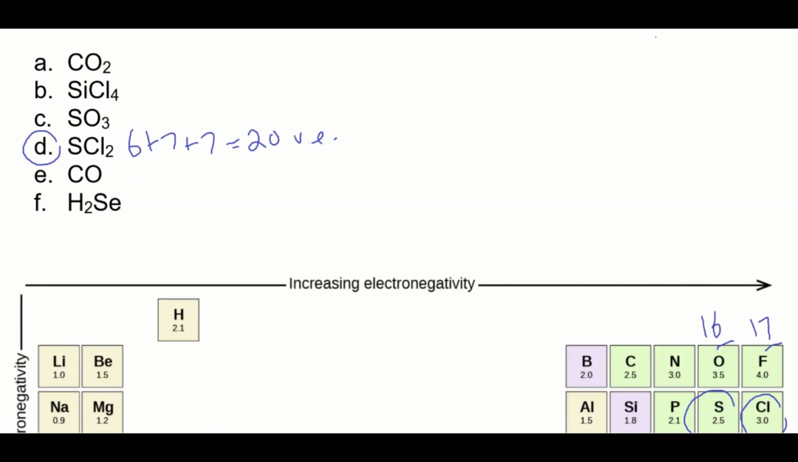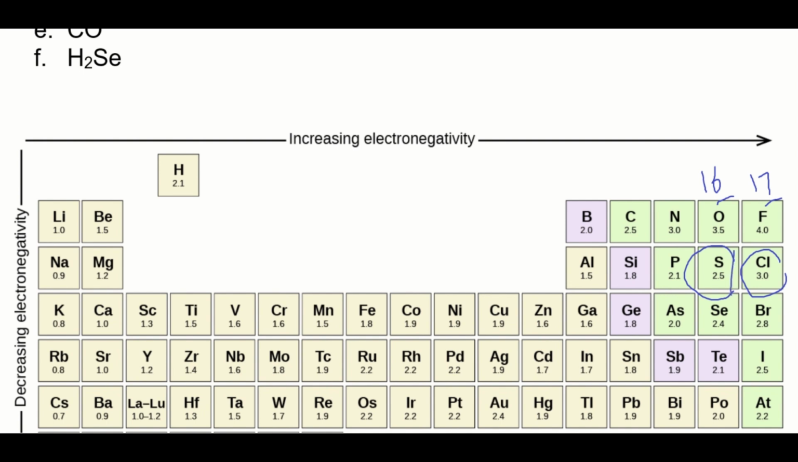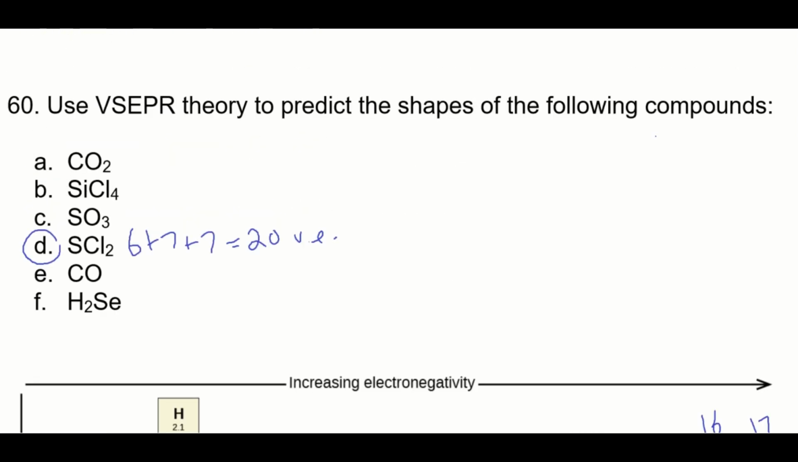Let's put sulfur in the middle because it is lower in electronegativity. Put the 2 chlorines around it. Let's connect them with the bonding pair of electrons. That's going to use up 4 of our 20. We're down to 16. Let's give the chlorines, the terminal, more electronegative atoms, an octet.